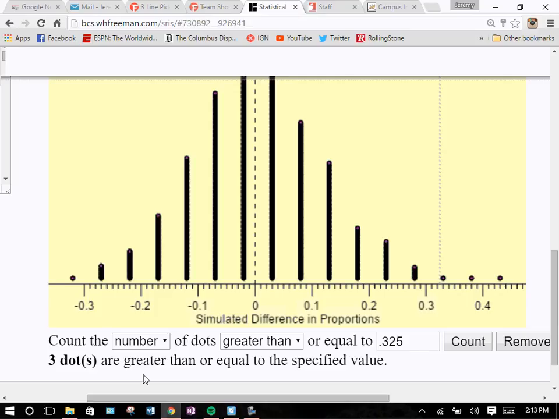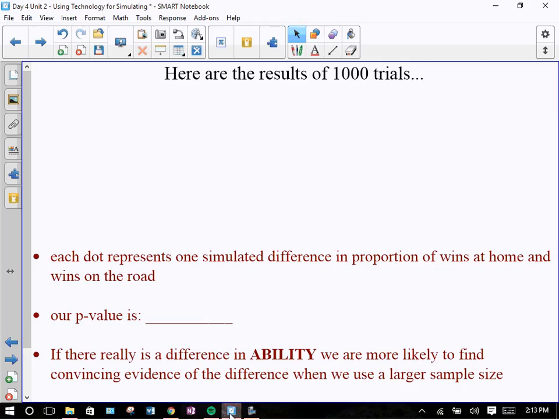All right, so go back here. In my case, your p-value is different. On your paper, I want you to write down your p-value. My p-value was 3, and it's out of the whole. There were 1,000 simulations, so my p-value was 3 out of 1,000. Montea's was 1 out of 1,000.